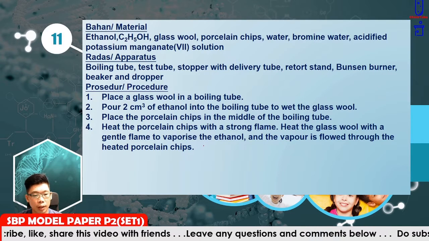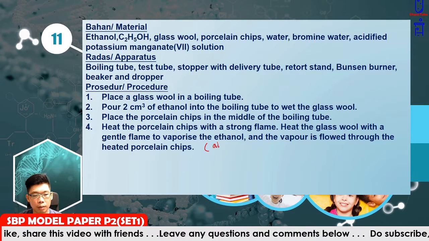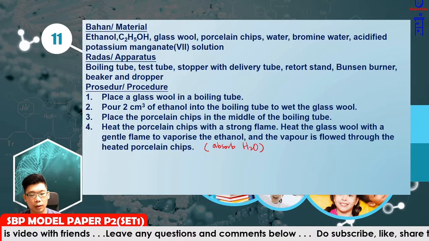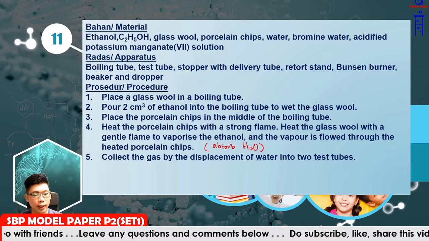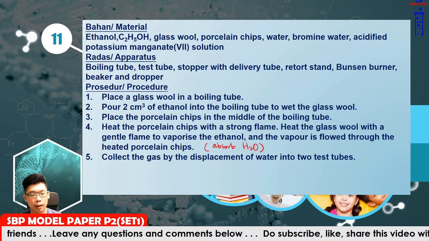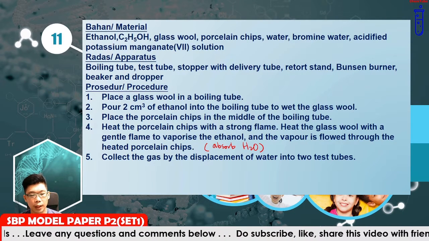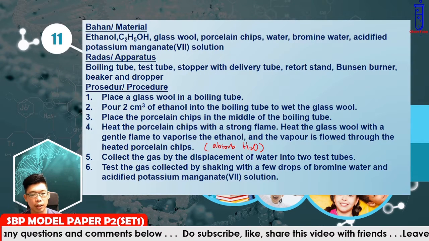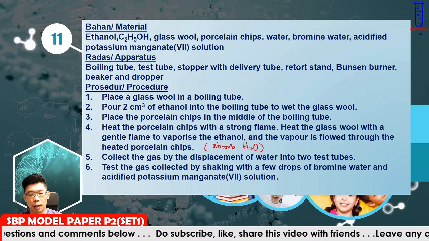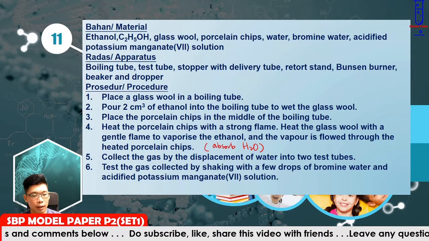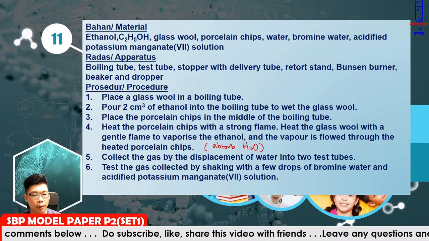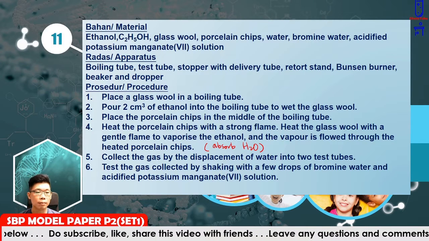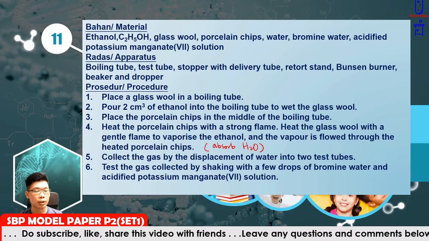So at this stage, it will remove the water from the alcohol. Collect the gas by displacement of water into 2 test tubes. Then test the gas collected by shaking with a few drops of bromine water, and the other with acidified potassium manganate(VII) solution. Okay, so these are the steps or procedure.